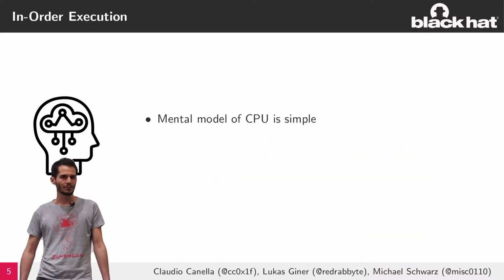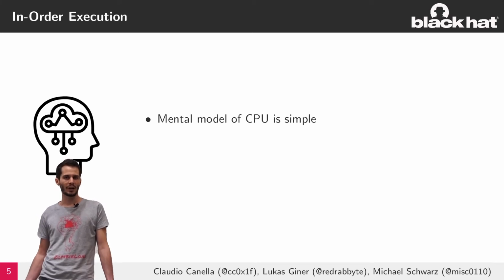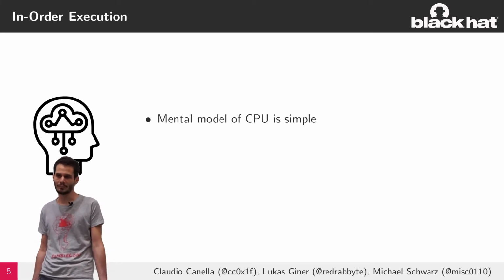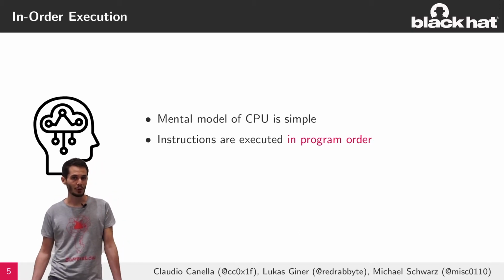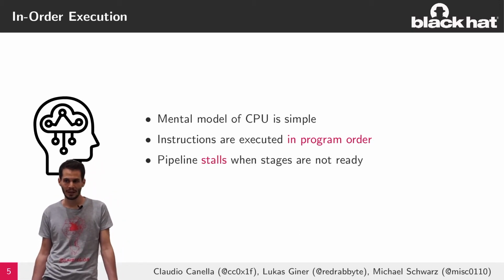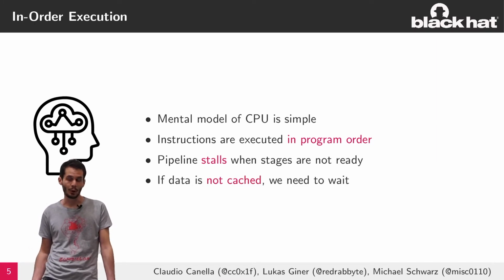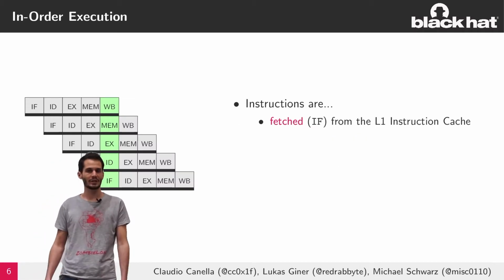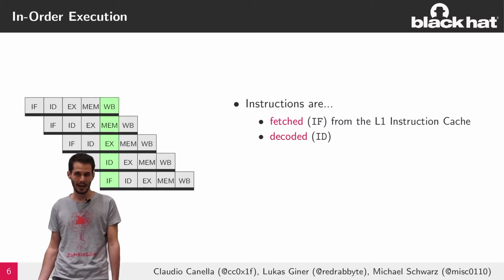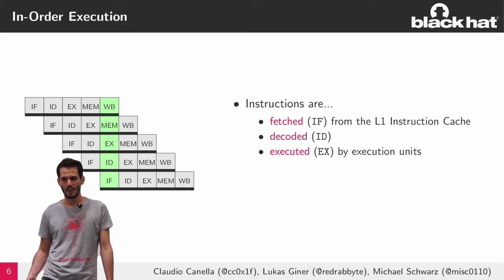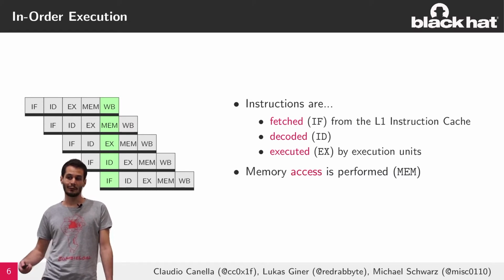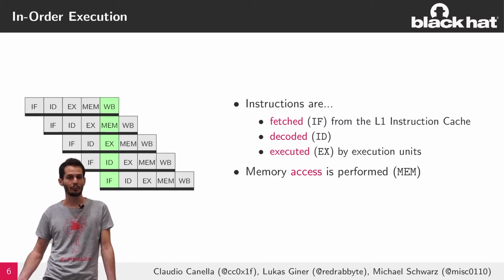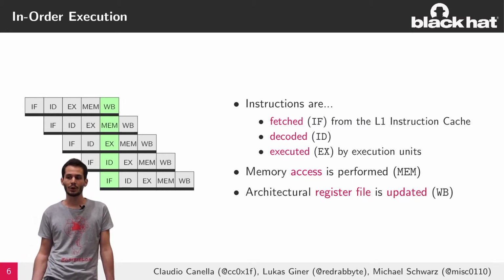Okay, so first we need a bit of background. The mental model you can have as a programmer from the CPU is fairly simple. Instructions are executed in program order, just as you expect, just as you write them down. The pipeline stalls when the stage is not ready, and if data isn't available, we also have to wait. So this can look something like this, where we first fetch into the L1 instruction cache. We decode the instructions, then we execute them. If necessary, we perform accesses to memory. And finally, we write back into the architectural register file.